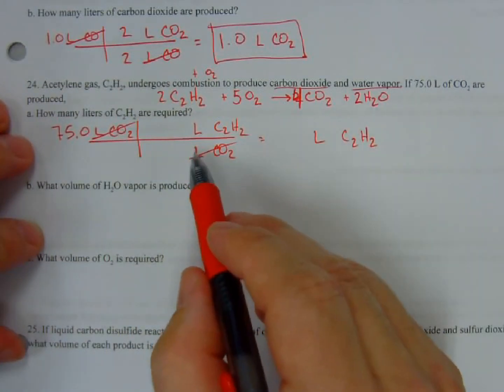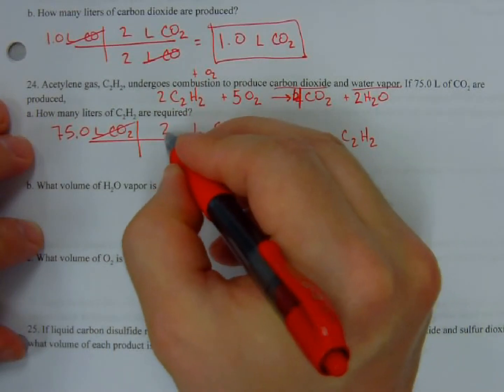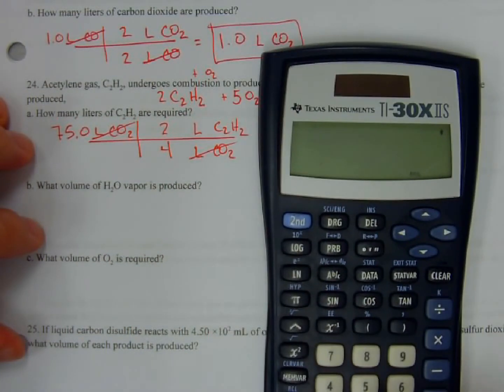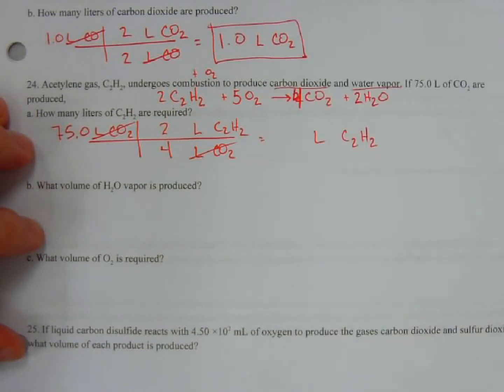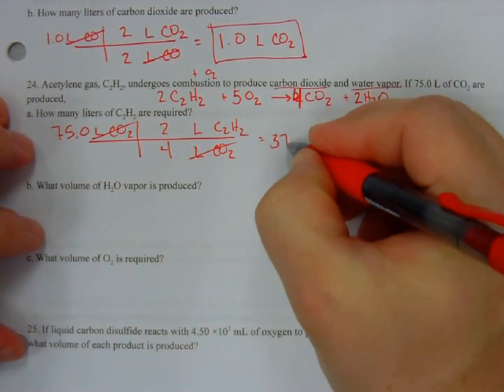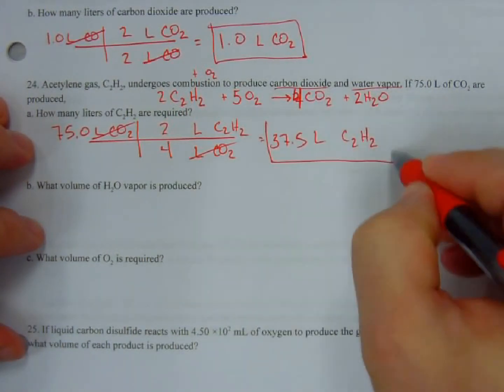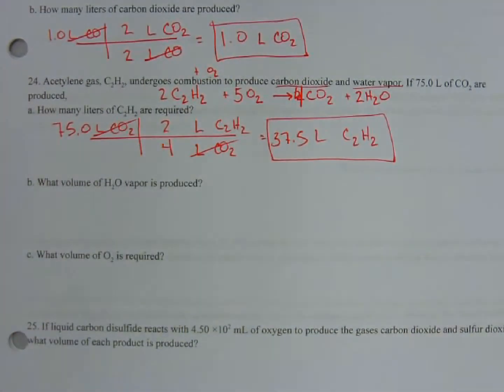Now, what is my ratio? 2 to 4. Get the calculator going. 75 times 2 divided by 4. We end up with 37.5. And I'm okay with the 3 significant figures. 37.5 liters of acetylene.